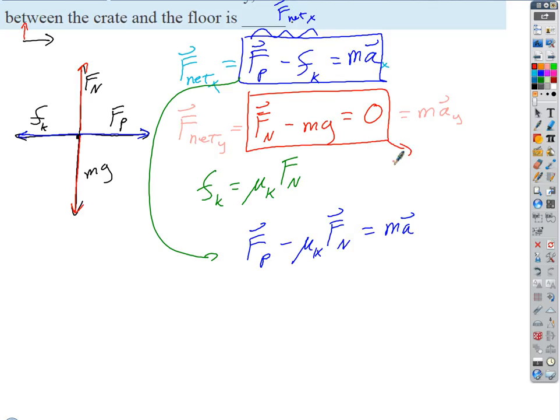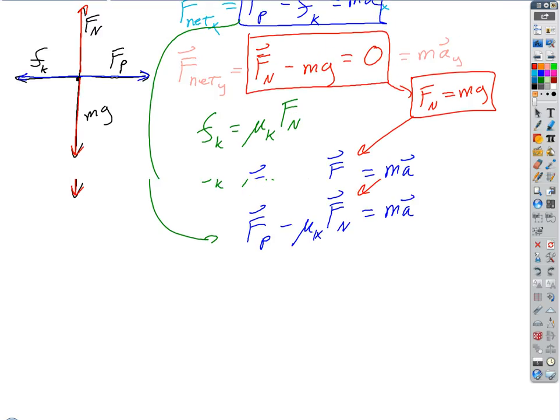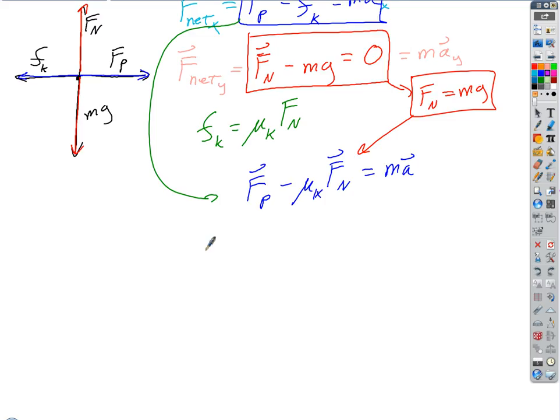But if I take this red equation of motion and I add mg to the other side, look what I get. Normal force equals mg. So all I have to do is make that substitution, and I'm there, right? Now I've got an equation written with only one unknown, which is the thing I'm trying to find, right? Does that make sense? So when we combine all this stuff, we get F sub P minus mu sub K times mg equals ma, right?